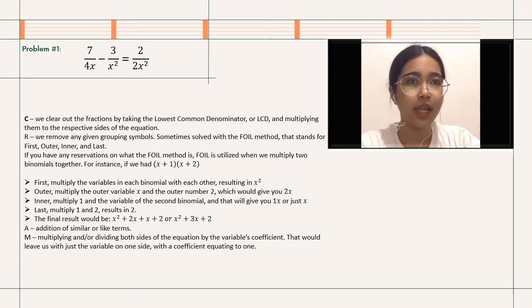Now, to apply that to our given problem, we first take the LCD of both sides of the equation. It seems that their LCD is 4x squared, so we can go ahead and jot that down on the sides.